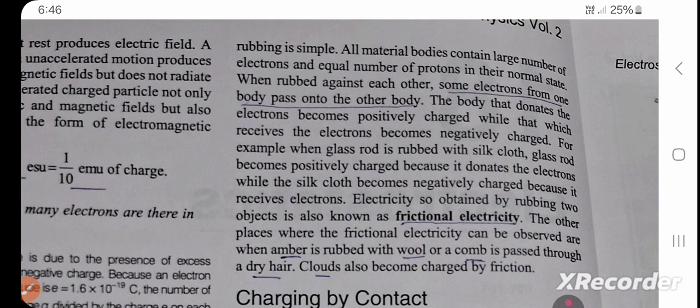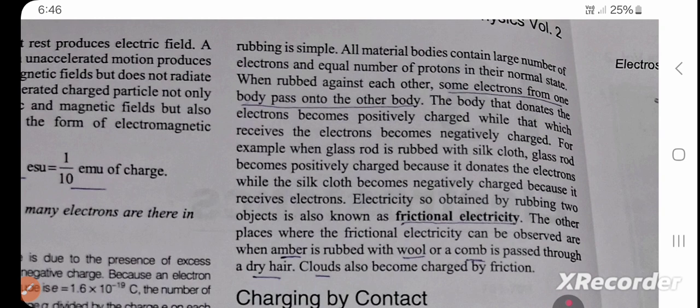Electricity so obtained by rubbing two objects is also known as frictional electricity, because rubbing means friction, that is, friction is involved between the two bodies. So this type of electricity is also called frictional electricity.